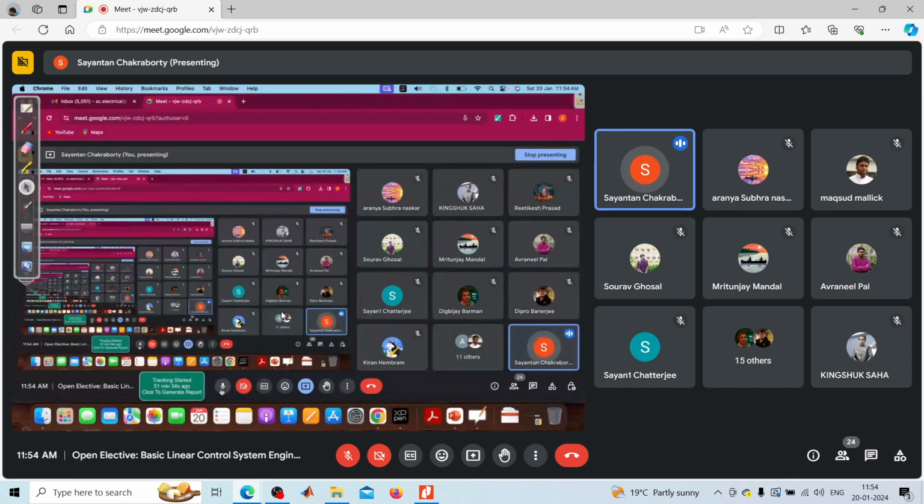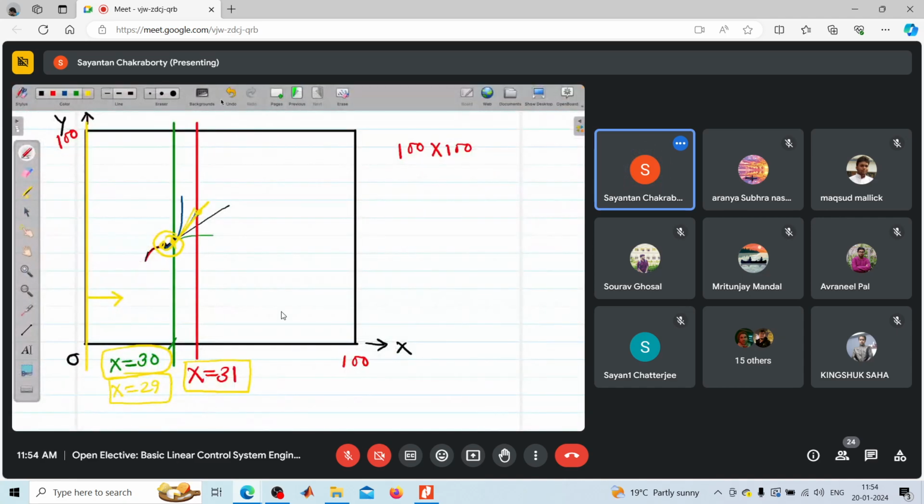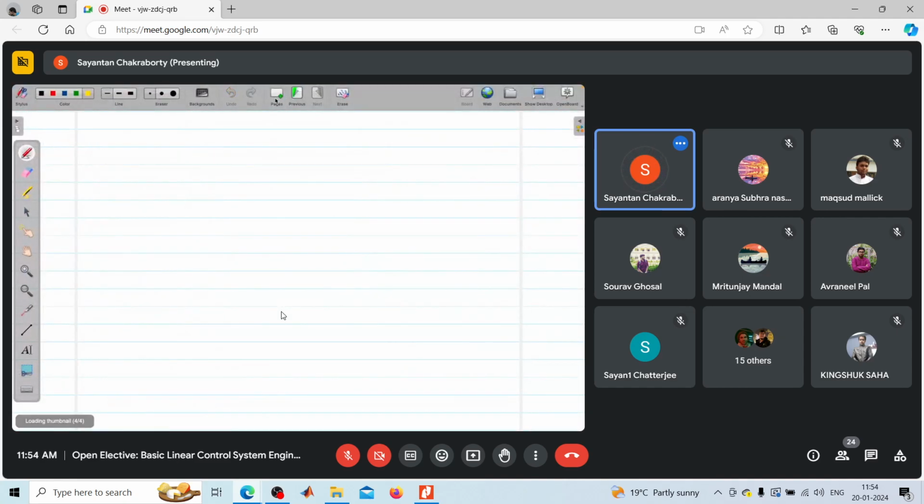So can you think of any anti-causal method that you have used? An example of an anti-causal system? Anybody? It's related to mathematics.